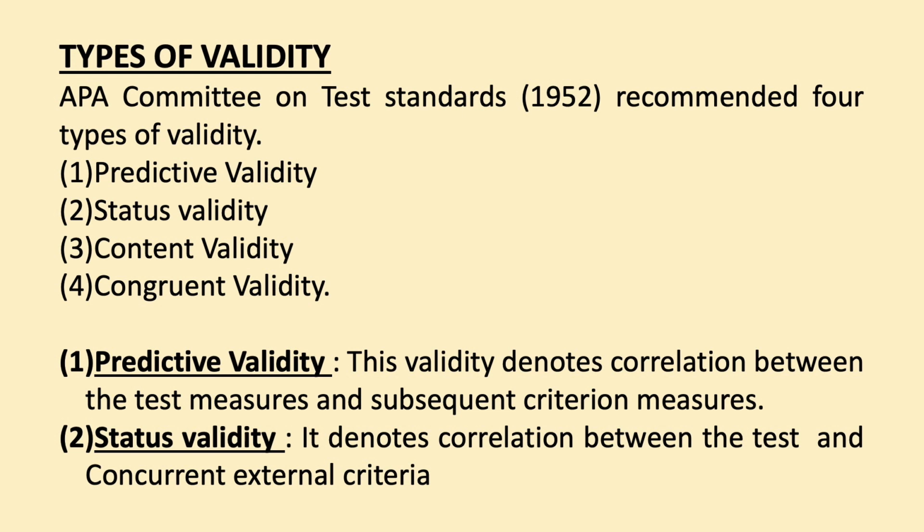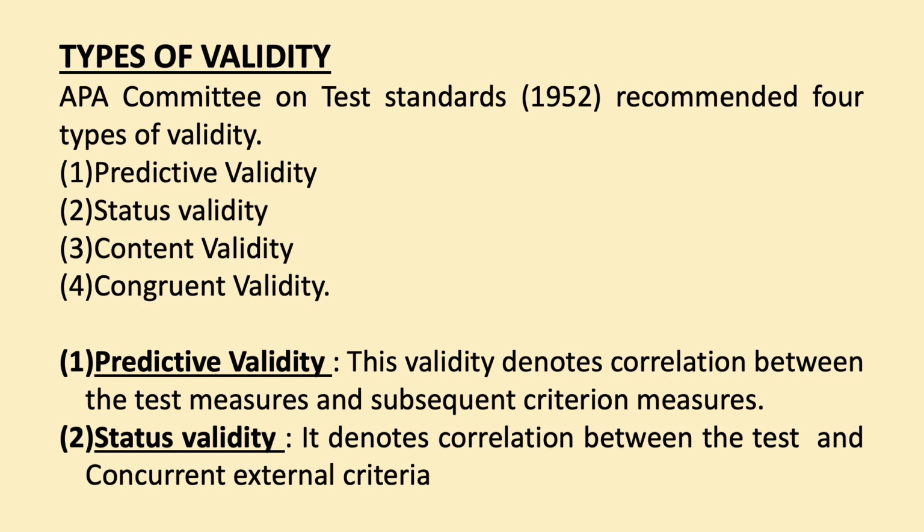4 types of validity. One is called predictive validity. Second is called status validity. Number 3 is content validity. And number 4 is congruent validity. Now, here I will only define it and explain to you in the next para, where the second recommendation on the types will come out. Predictive validity.